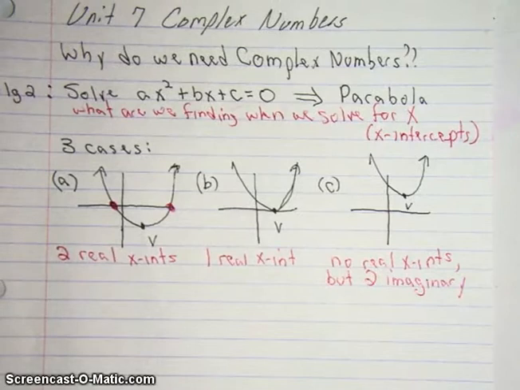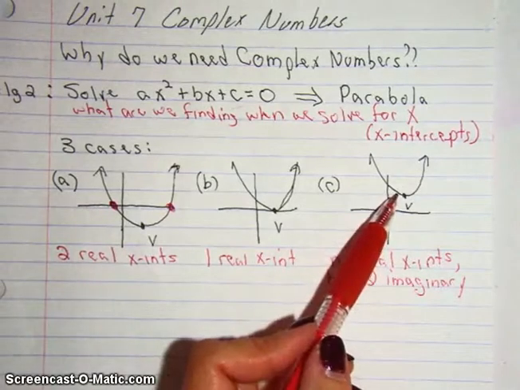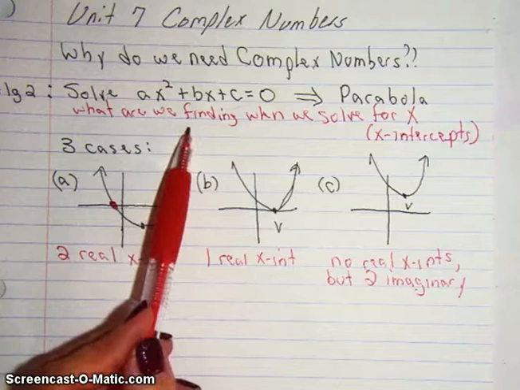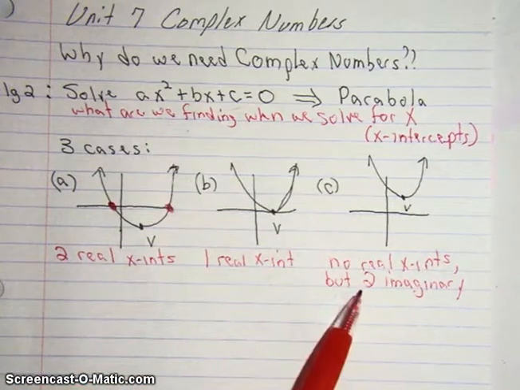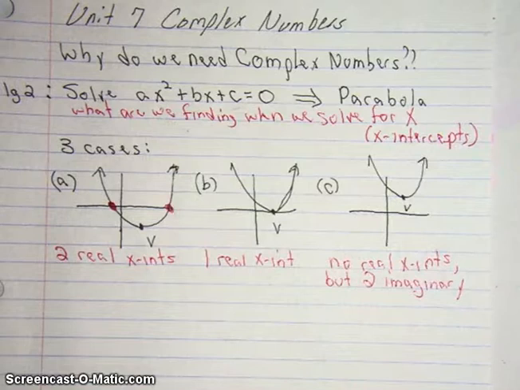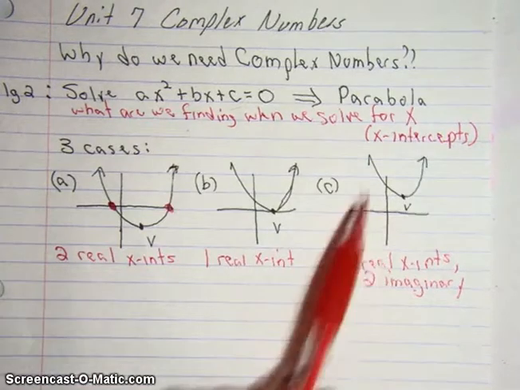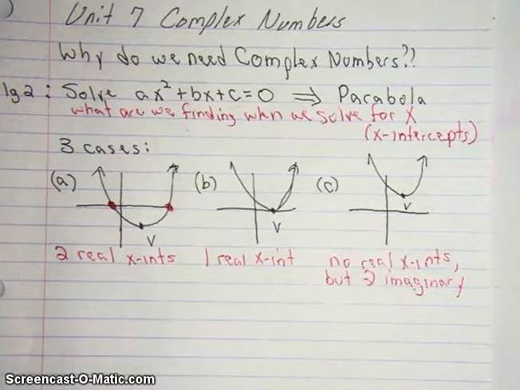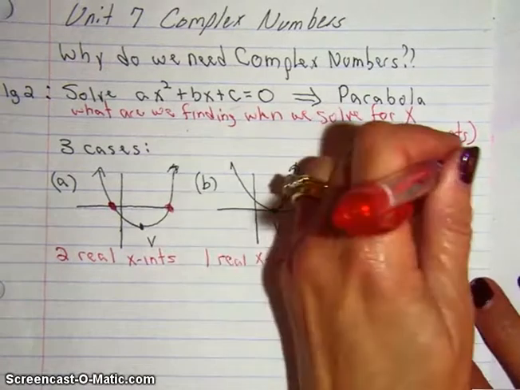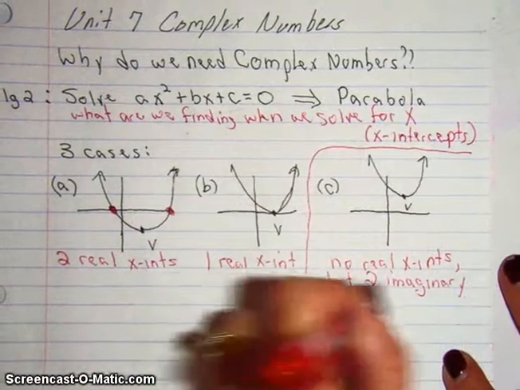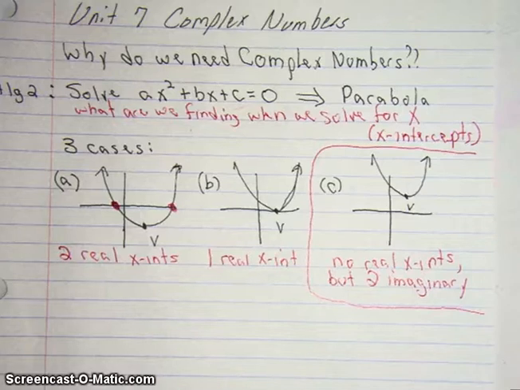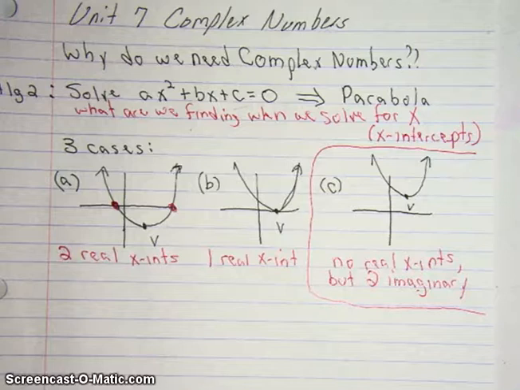Okay? So do we see any x-intercepts? No. But could we still solve the equation for x? Yes. But what kind of answers are we going to get? We're going to get what's called complex numbers, or imaginary solutions. There are no x-intercepts, but we will still get solutions. That is why we need complex numbers. It's for parabolas that never intersect the x-axis at all. Otherwise, we wouldn't be able to solve the quadratic equation for the x-intercepts.